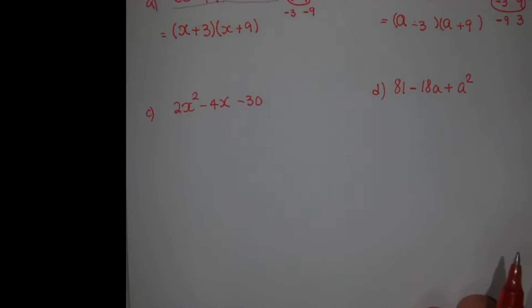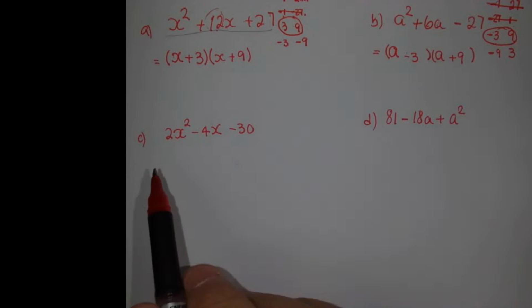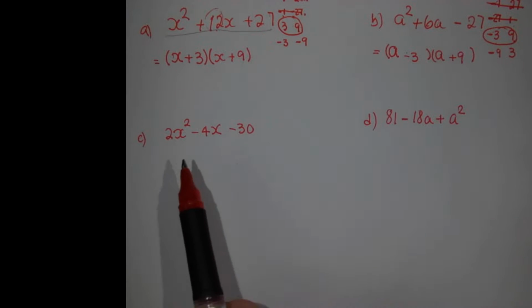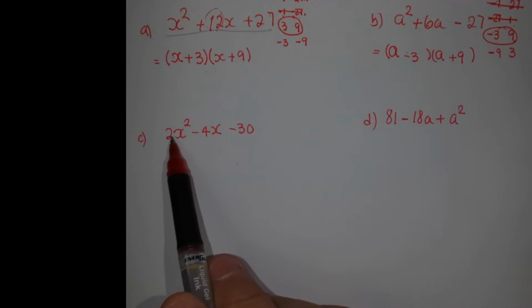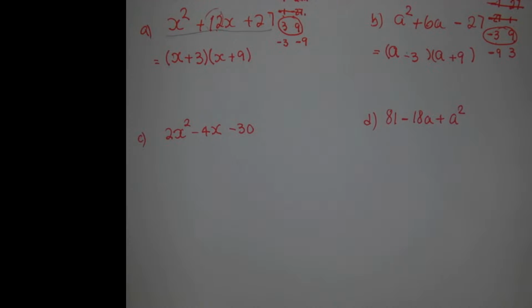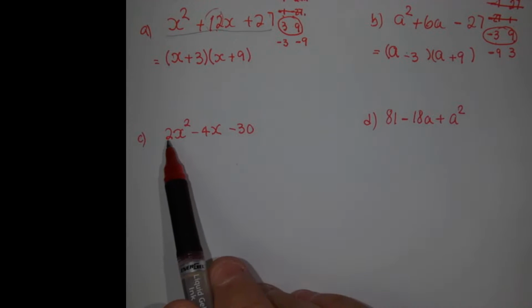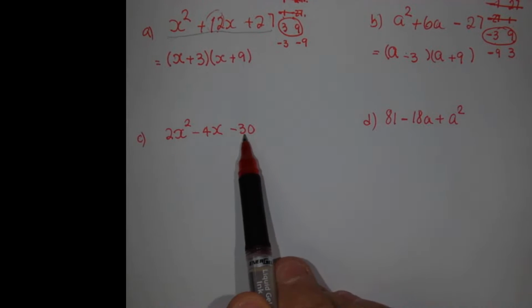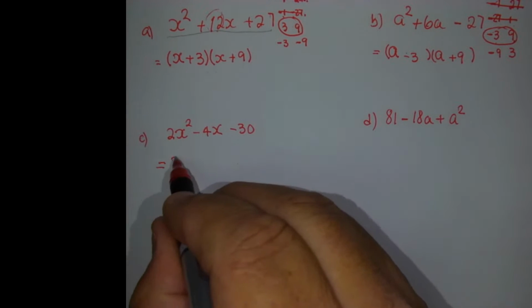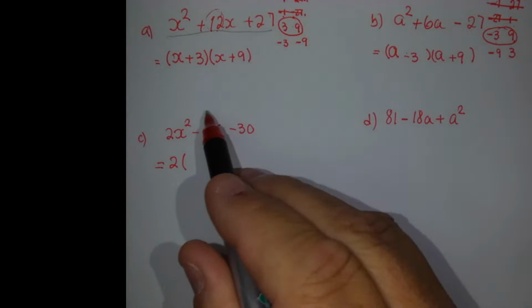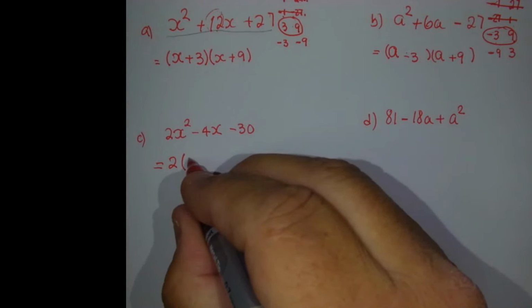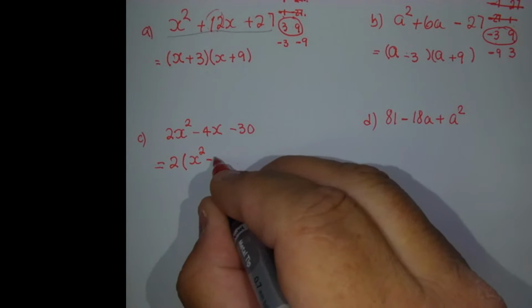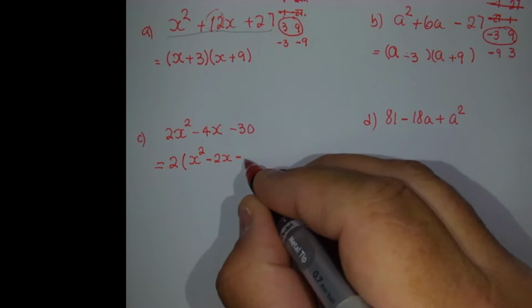Now in the next example, I've got one of those expressions. What I noticed straight away is that the coefficient of the square term isn't 1. So the first thing I should attempt is to pull out a common factor. I need to check if I have a common factor here, and indeed 2 is a factor of 2, 2 is a factor of negative 4, and 2 is a factor of negative 30. So I could go ahead and take 2 out as a common factor, and then you divide each term of the polynomial by 2, and that's going to give you x squared minus 2x minus 15.